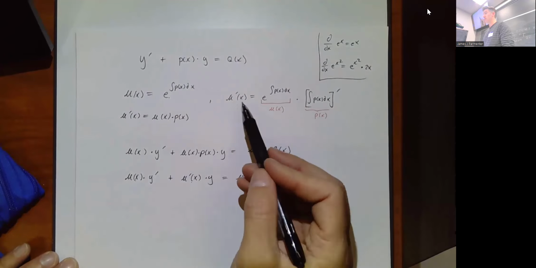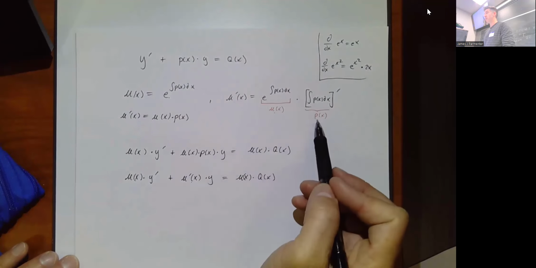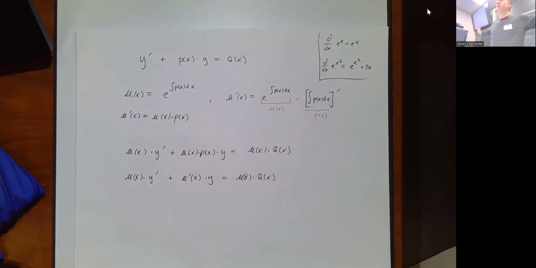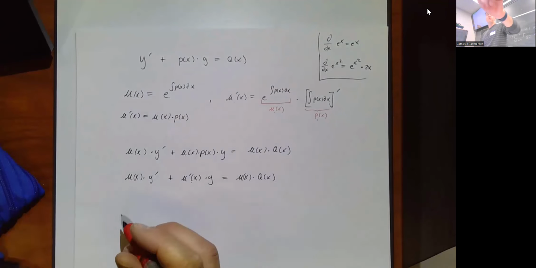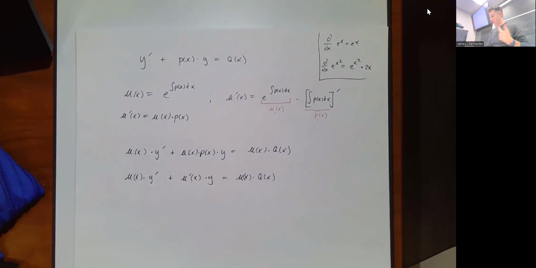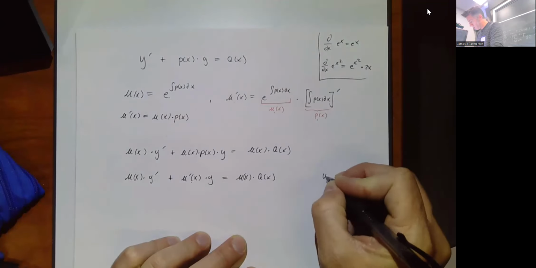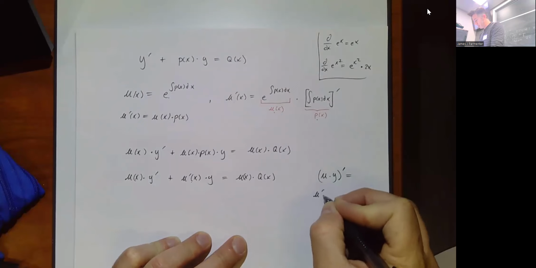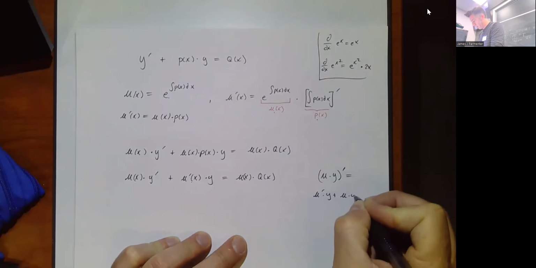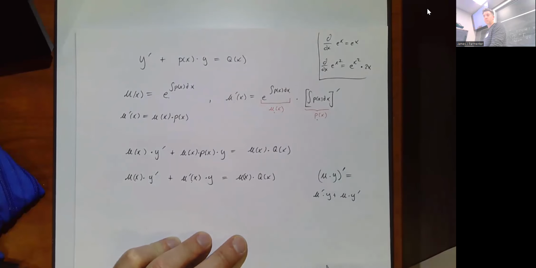Mu prime is mu times p of x. Always, every time, whenever you do this process, it always works out this way. That's why it's so kind of neat. But now look at this. This is exactly a product rule here. So this is the step where we say, oh yeah, I know that if I do the product rule on mu times y, it's mu prime times y plus mu times y prime.